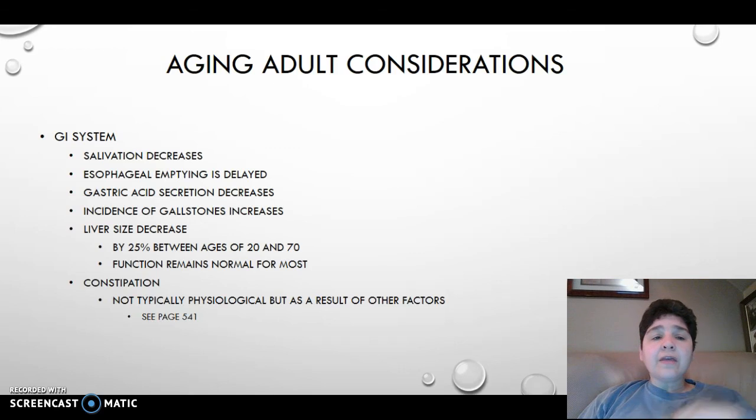And then the other thing is, again, we talked about medications, and a lot of people are on a lot of medications that can cause constipation. Older people have pain, so they're on pain meds, and pain meds can tend to cause that.